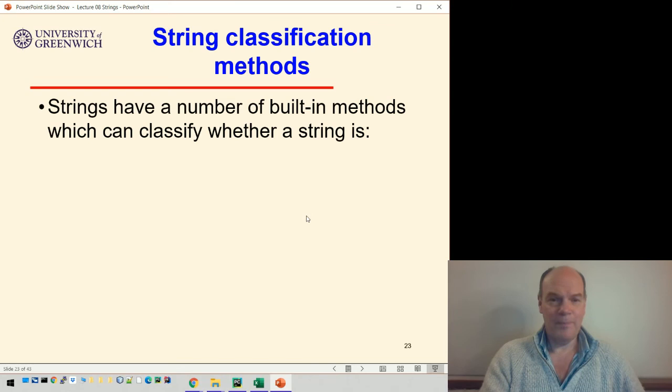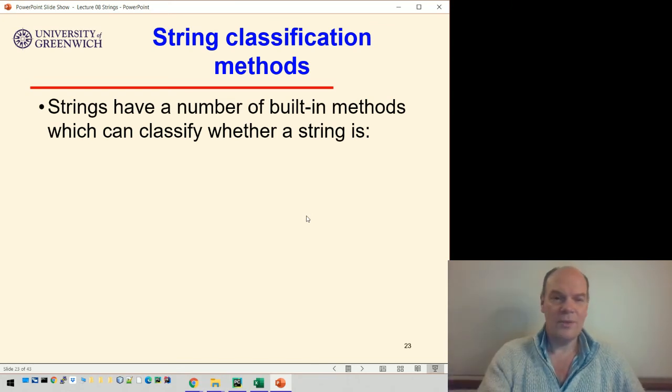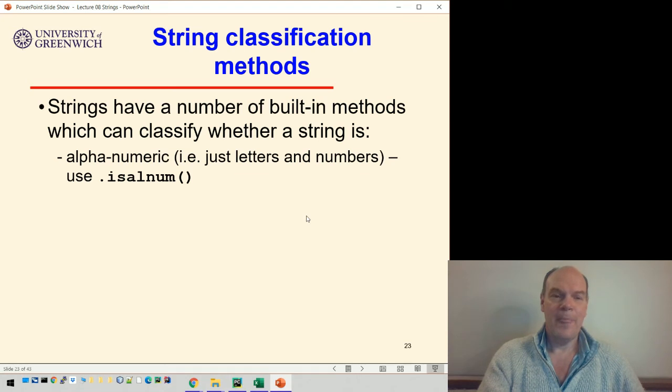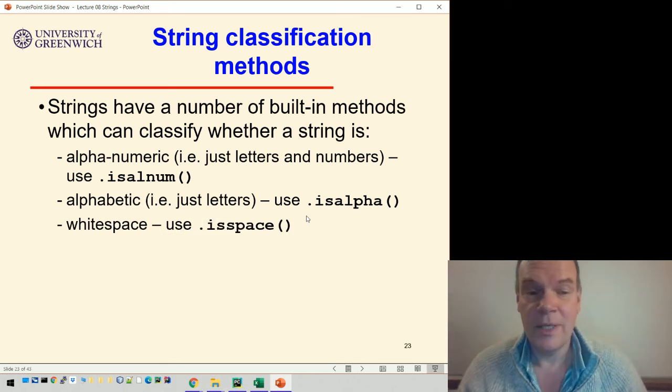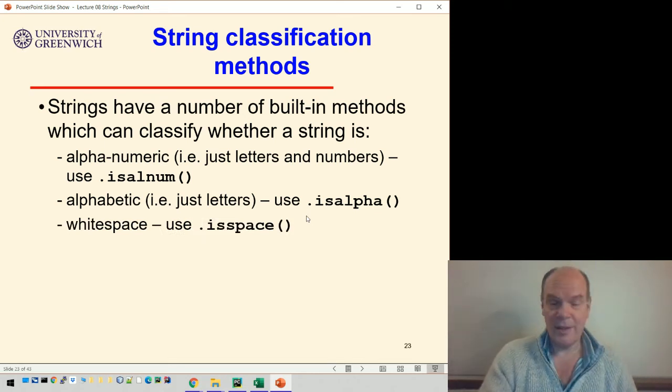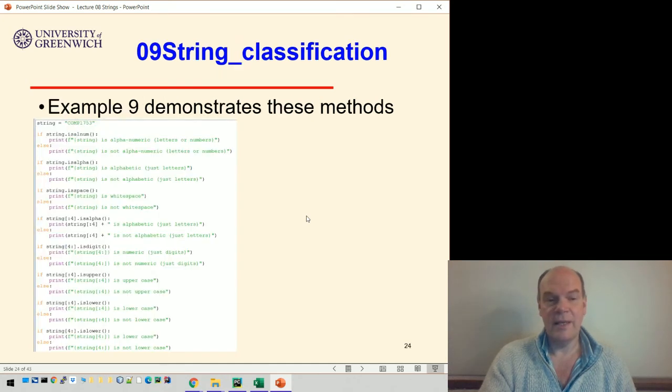We can also use the built-in methods which tell us what sort of string we've got. So isalnum will tell us if the string is alphanumeric, so it's just letters and numbers, doesn't have any punctuation. Isalpha if it's just letters, so it doesn't have any numbers either. Isspace, it will tell us if it's whitespace. So as I mentioned earlier, it's the space or the tab character or the new line character. If it's uppercase or if it's lowercase, and so on.